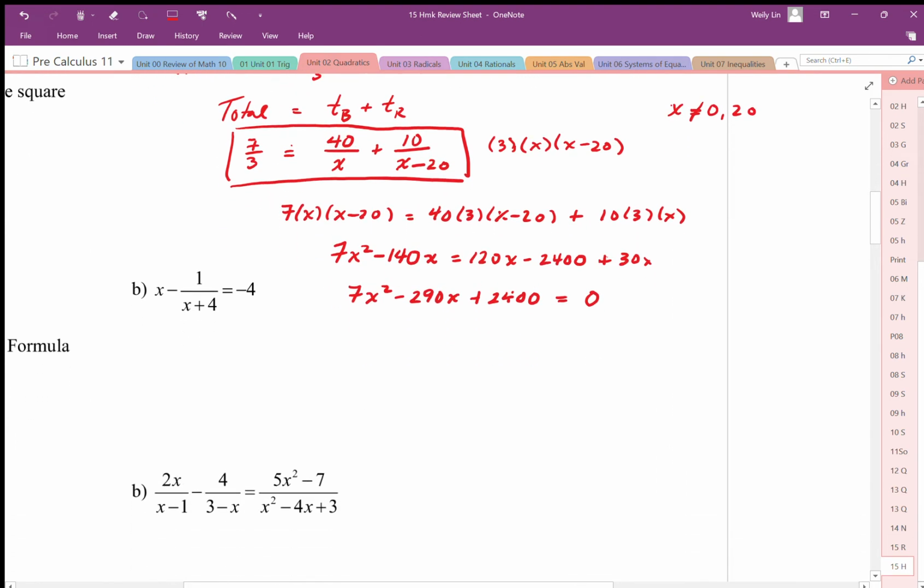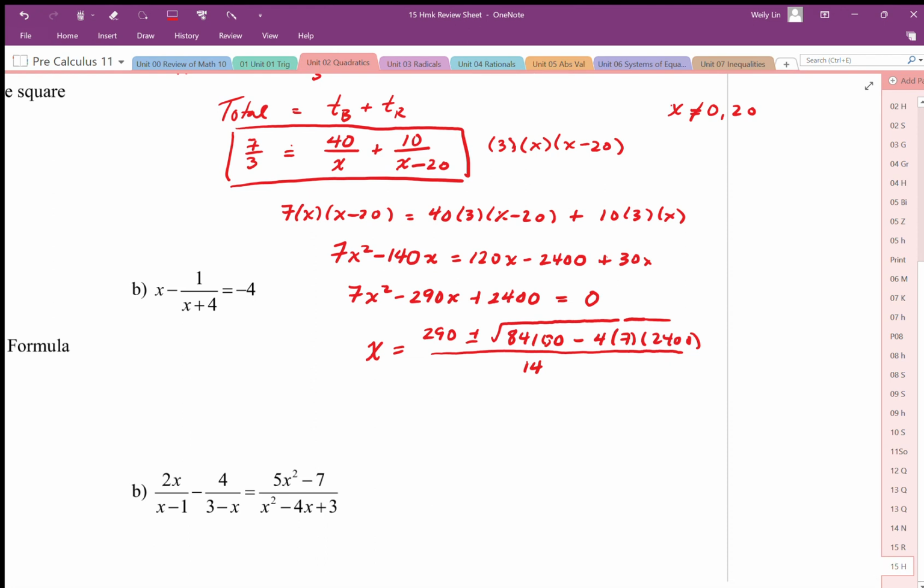So this looks like it would be awkward to factor, so I suspect it's probably factorable, but I'm just going to plug it into the quadratic formula. So I end up with 290 plus minus the square root of 290 squared. So I'm going to square 290. I get 84,100 minus 4 times A times C, and that's all over 2A, which is 14. Okay, so then I get 4 times 7 times 2,400. That's going to give me 67,200.